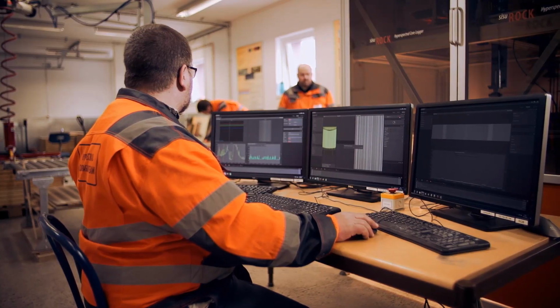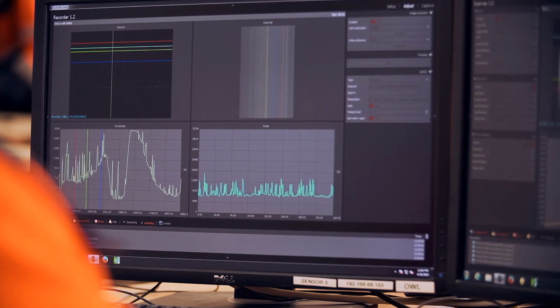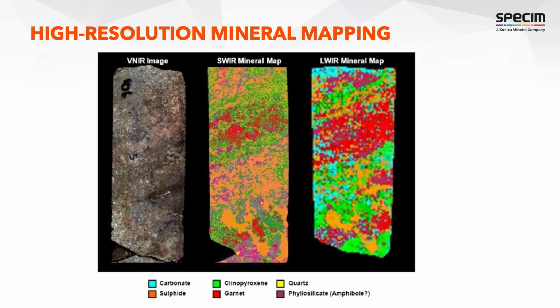And here you can see an example for core logging applications when you want to make high resolution mapping of minerals like this. You can see on the left-hand side the VNIR, on the right-hand side the long-wave infrared, but also the shortwave infrared, the one in the middle, where you can see these different types of minerals, and those can be mapped with a high spatial resolution as well.